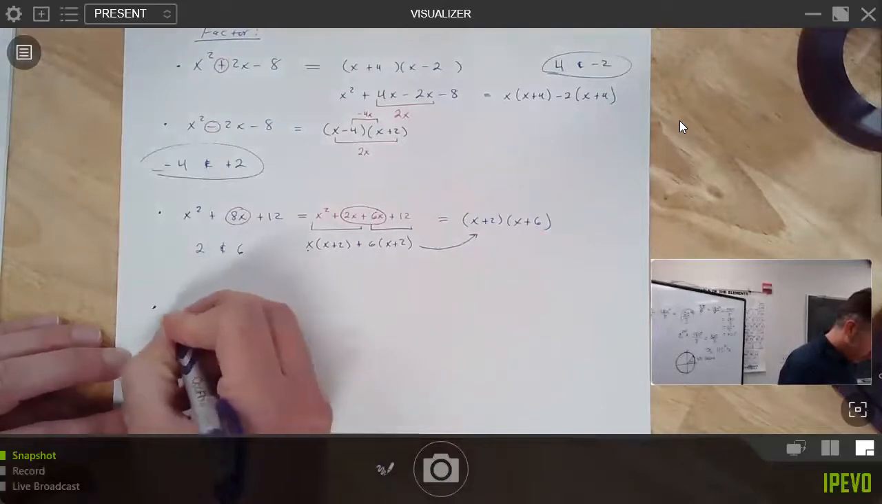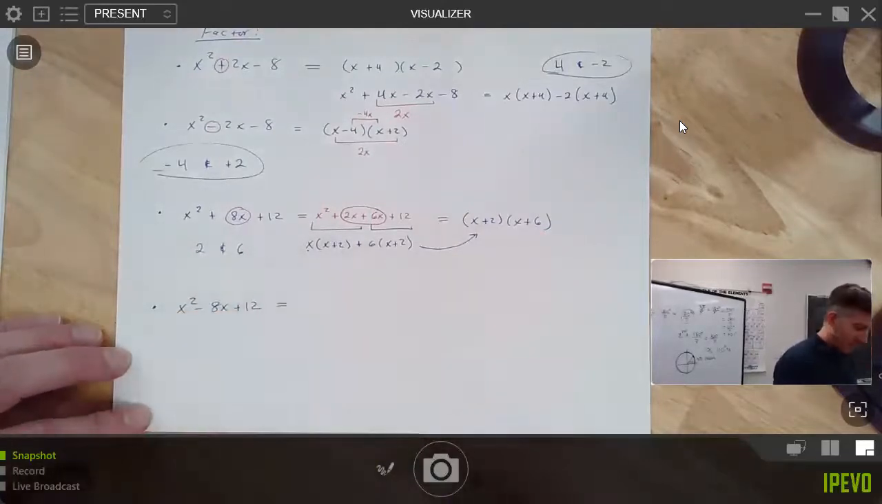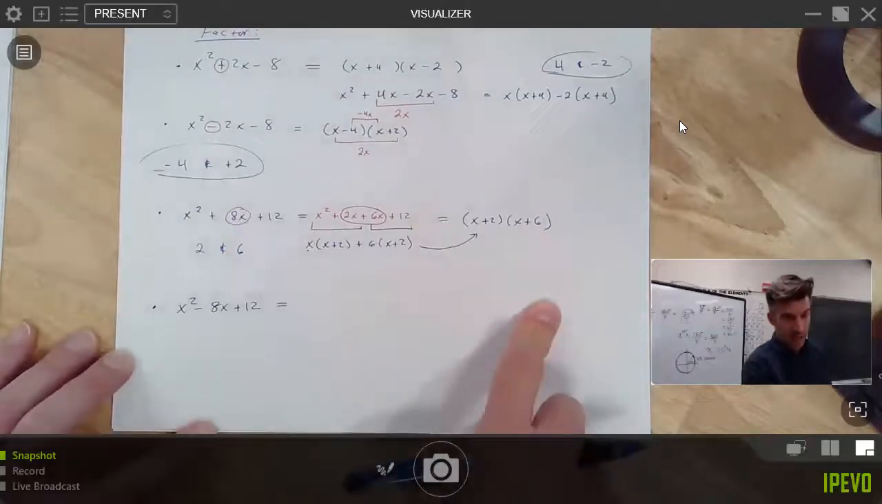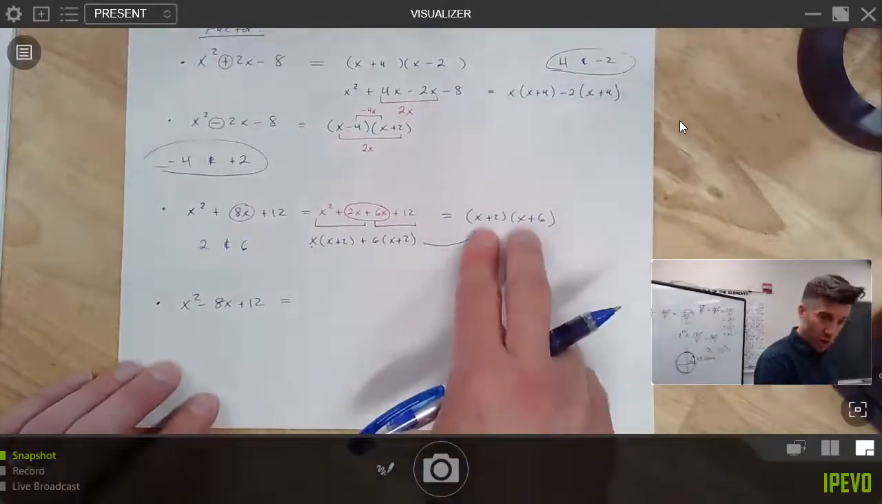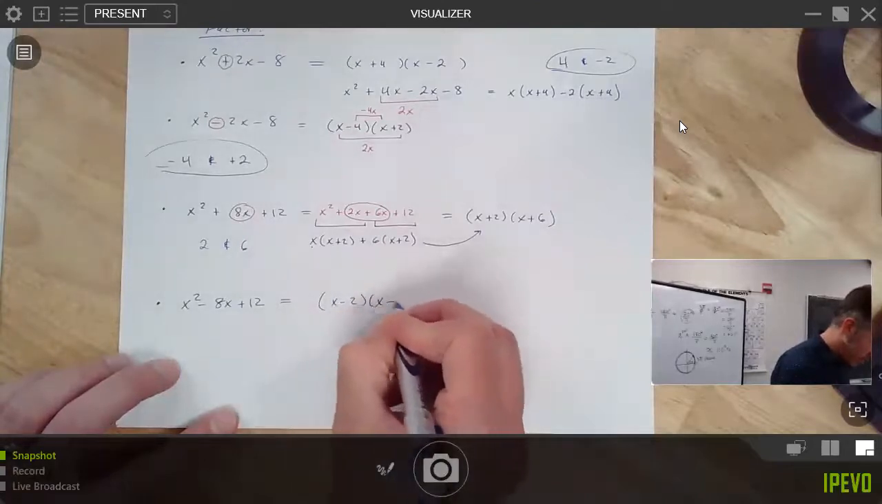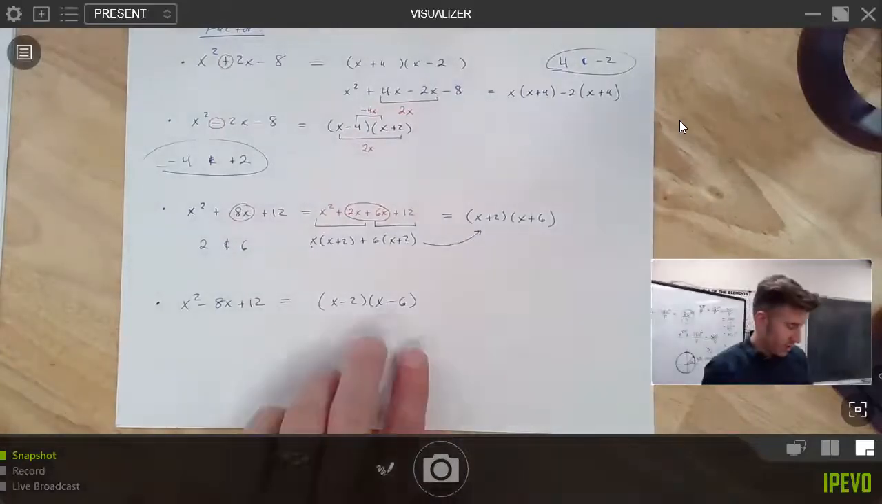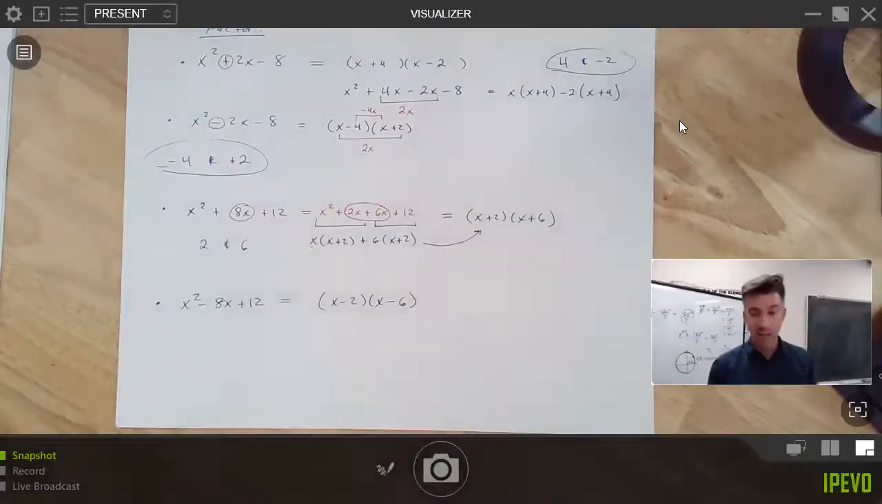And then one more. We could do this x squared minus 8x plus 12. And that would factor in virtually the same way, except the signs here are going to change. So it's going to factor as x minus 2 times x minus 6, because minus 2 and minus 6 multiply to positive 12 and add up to negative 8. So factoring with trig functions is a good question.